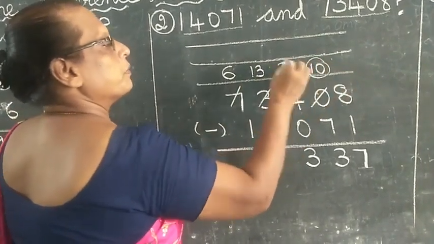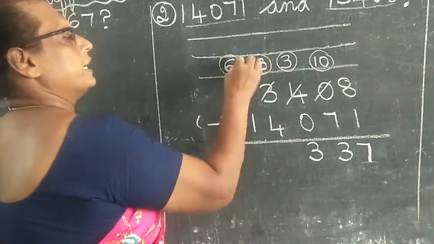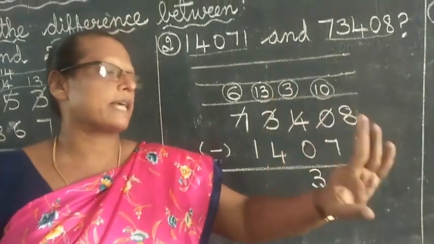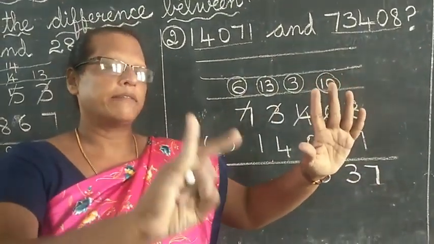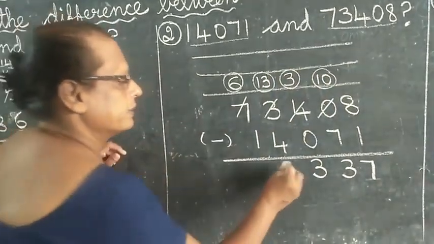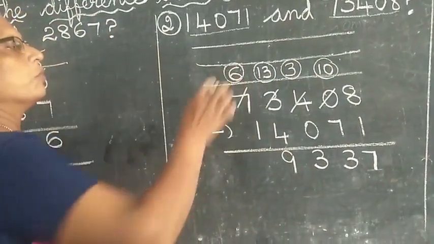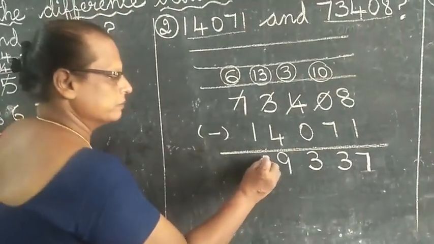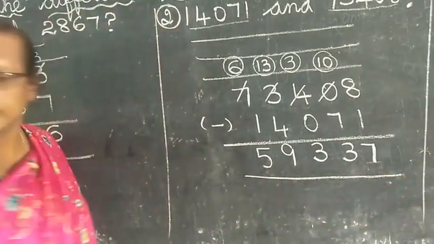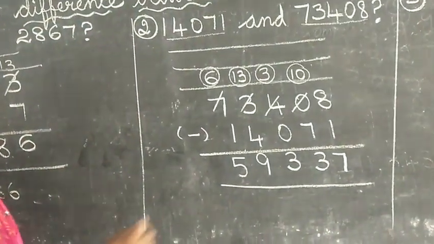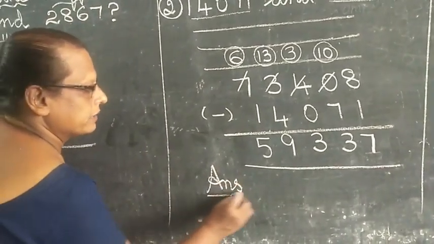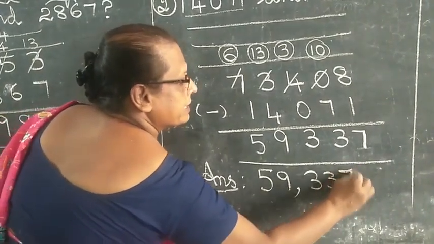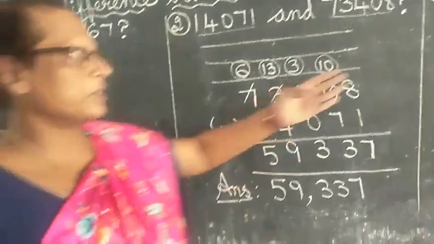If you want, you can put a circle also so that you can identify. Okay children? So after 4 you count up to 13: 5, 6, 7, 8, 9, 10, 11, 12, 13. 9. And then after 1 you count up to 6: 2, 3, 4, 5, 6. 5. So what's the answer, children? 59,337. Okay? And coming to the last sum.